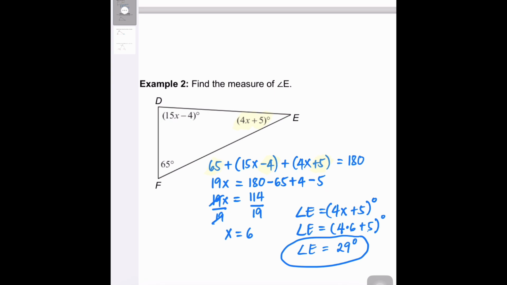Now for this same triangle, if you want to find the measure of angle D, you can either plug in the value of x, which is 6, to this expression, and you'll be able to find the measure of angle D. Or the other way is, since we were able to find the measure of angle E, we can just simply subtract 29 degrees and 65 degrees from 180, and we'll be able to find the measure of angle D.